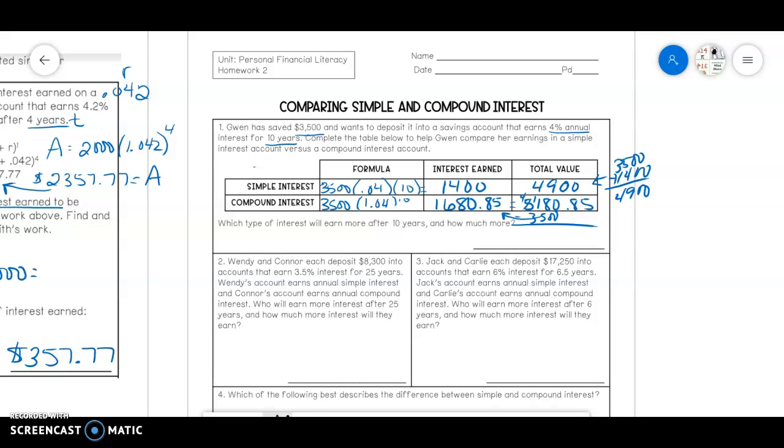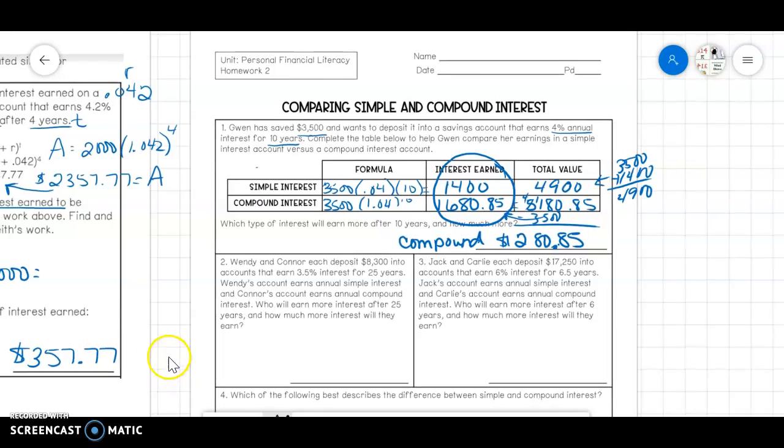And I actually went ahead and made this multiple choice. So obviously compound will always earn more. And then you needed to subtract these. So 1,400 from 1,680.85 is going to be 280.85.